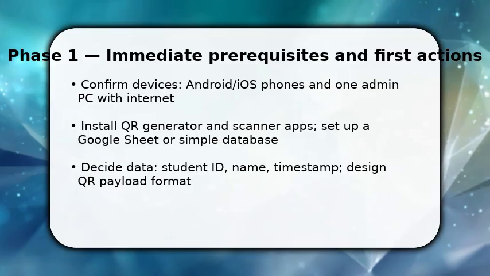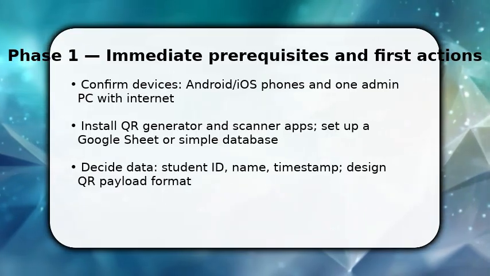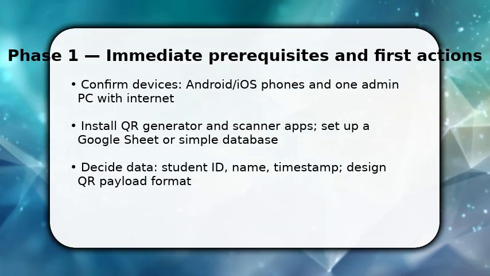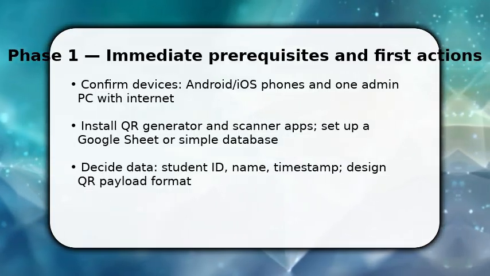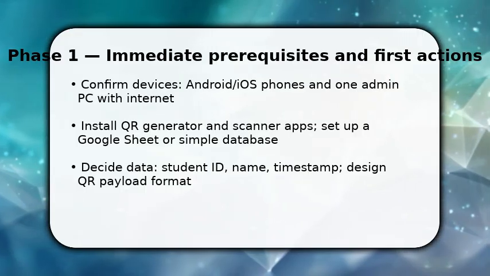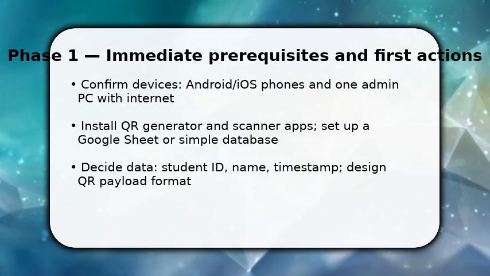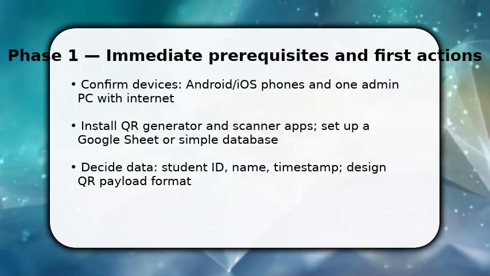You start by gathering essentials and taking immediate action. Install a QR generator and a scanner app on your phones, and create a Google Sheet or lightweight database for records. Decide the payload: student ID, name, and timestamp.